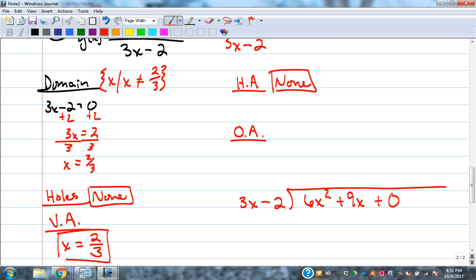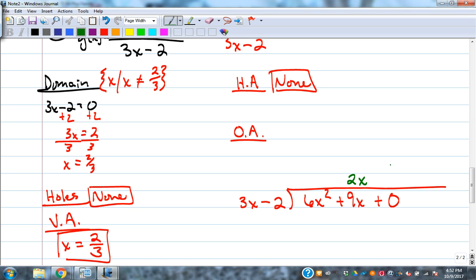Now, long division with polynomials, you look at the first term and you say 3x. What times 3x would get me 6x squared? Do I need an x squared? I already got one x, so I just need one more. So I need a 2x. I'll put that up there.